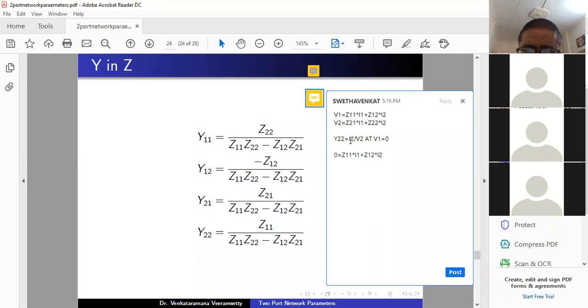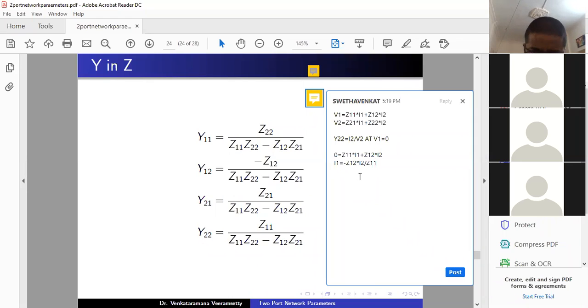Next, what do you want actually? I want the I2 by V2, right? In the second equation, I have the V2, I have the I1 and I have the I2. If I want the I2 by V2 ratio, I have to convert I1 in terms of I2, right? So now I1 equal to minus Z12 by Z11 into I2.